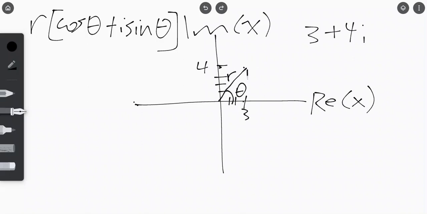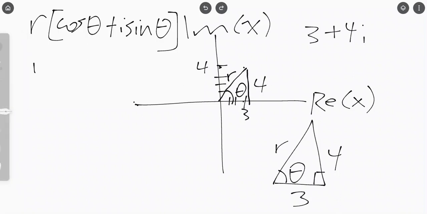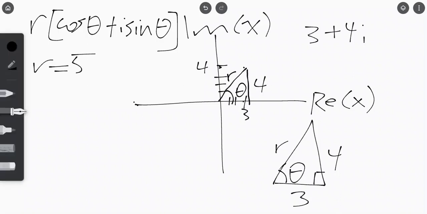If we draw this line straight down, and let me draw this triangle here, we see we actually have a right triangle. That means we can use the Pythagorean theorem to find r. The legs are 3 and 4, which means the hypotenuse must be 5, so r equals 5. Now, how can we find what theta is without using r? We just want to use 4 and 3.